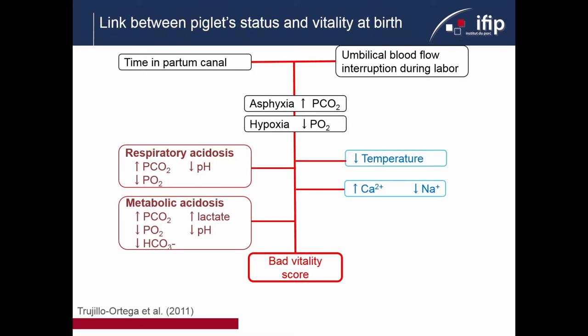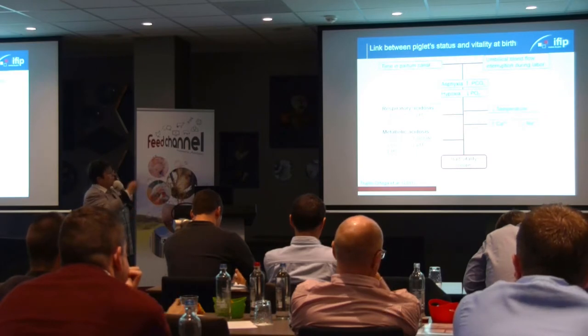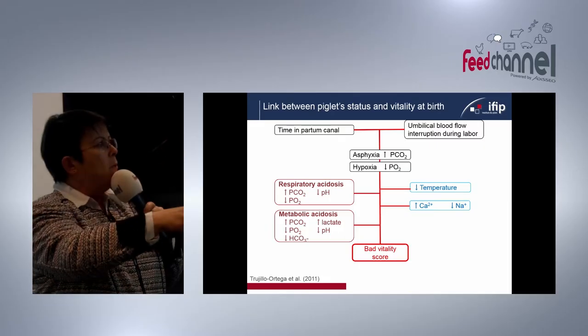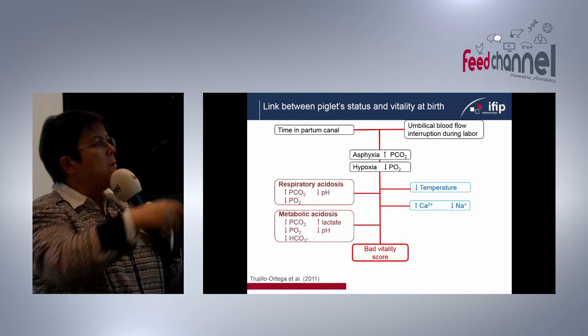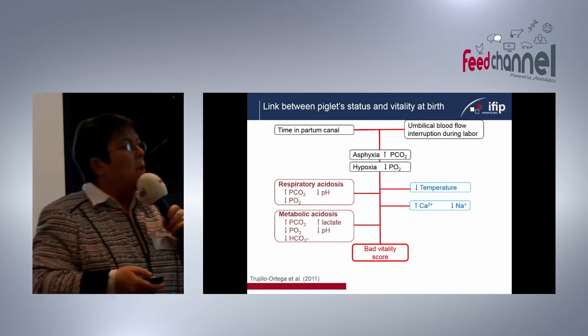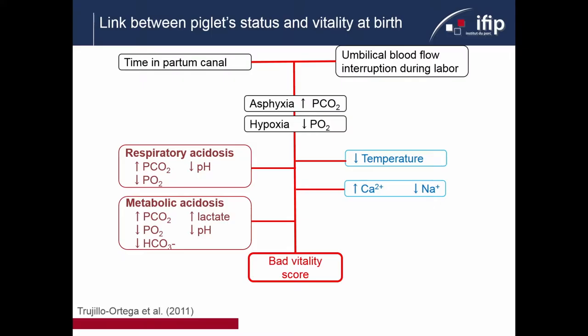What are the consequences of what happens during the farrowing for the piglets? If the farrowing process is not good, it's too long. We spoke yesterday, we saw some interesting results about what can determine the duration of the farrowing. Well, if we have a too long farrowing, then we can have a bad vitality score due to what happens in the piglets with the pH due to gas exchanges, asphyxia, hypoxia, etc. So we can see that electrolytes can also be involved in the fetus before the birth.